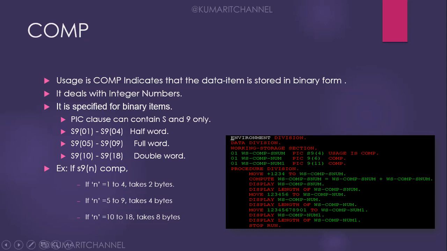Okay, so W1 is comp, S9 of 4, S9 of 6. I'm trying to take a signed integer and an unsigned integer as well. We are trying to test this, and when we check the length of these items, if I'm giving a 4, how many bytes should it occupy? 2 bytes. Similarly, 6 means it should occupy 4 bytes. 11 means it should occupy 8 bytes, right? So I'm trying to test this. Let's connect to the mainframe and see how the output comes up here.